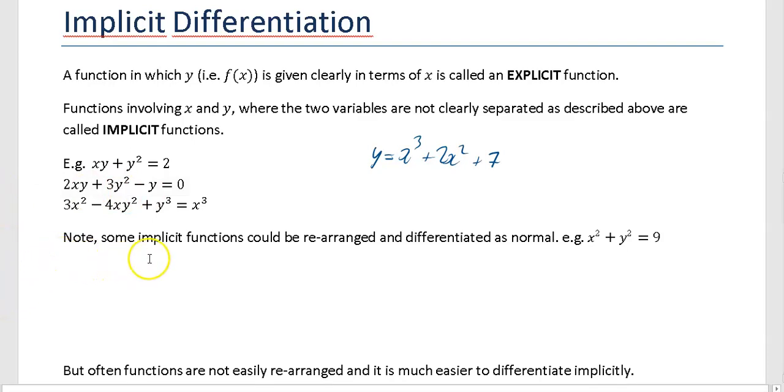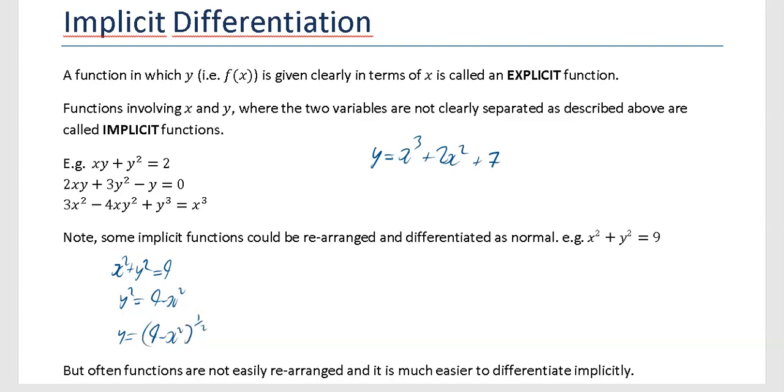So it says, note some implicit functions could be rearranged and differentiated as normal. So for example, this one here, we have x squared plus y squared equals 9. You could rearrange, make y squared the subject, 9 minus x squared, and then you could say your y is equal to 9 minus x squared, the square root of all that. Instead of writing the square root, I'm going to write to the power of a half.